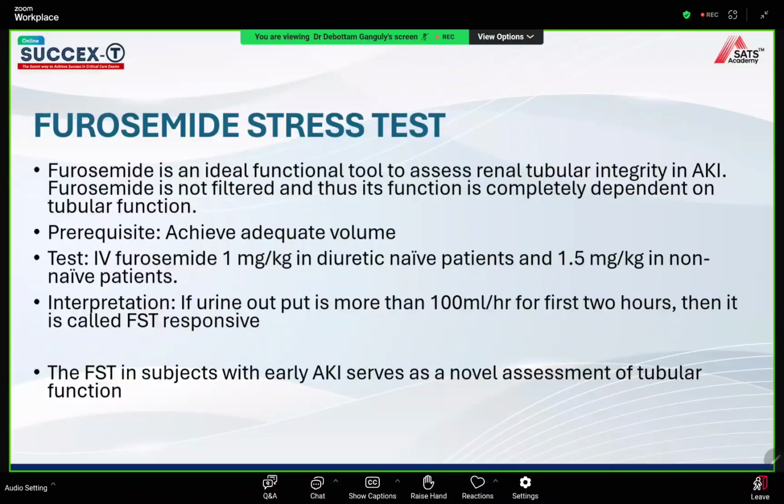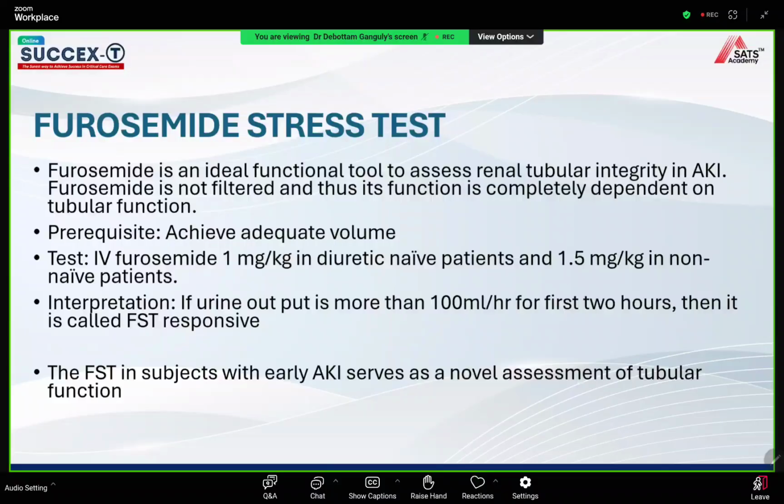Then IV furosemide 1 mg per kg in diuretic-naive patients. If we have given Lasix or furosemide in the last 7 days, we have to give a 1.5 milligram per kg dose. If it is the first time we are using it, then we give a 1 mg per kg dose. After giving this, we monitor urine output for 2 hours and check whether it is more than 200 ml or not. If it is more than 200 ml, then we call the furosemide stress test responsive or positive.